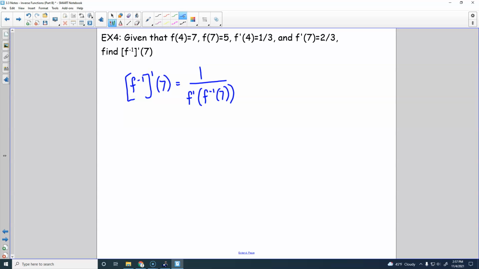All right, so F inverse of 7. That's what we've got to figure out first.